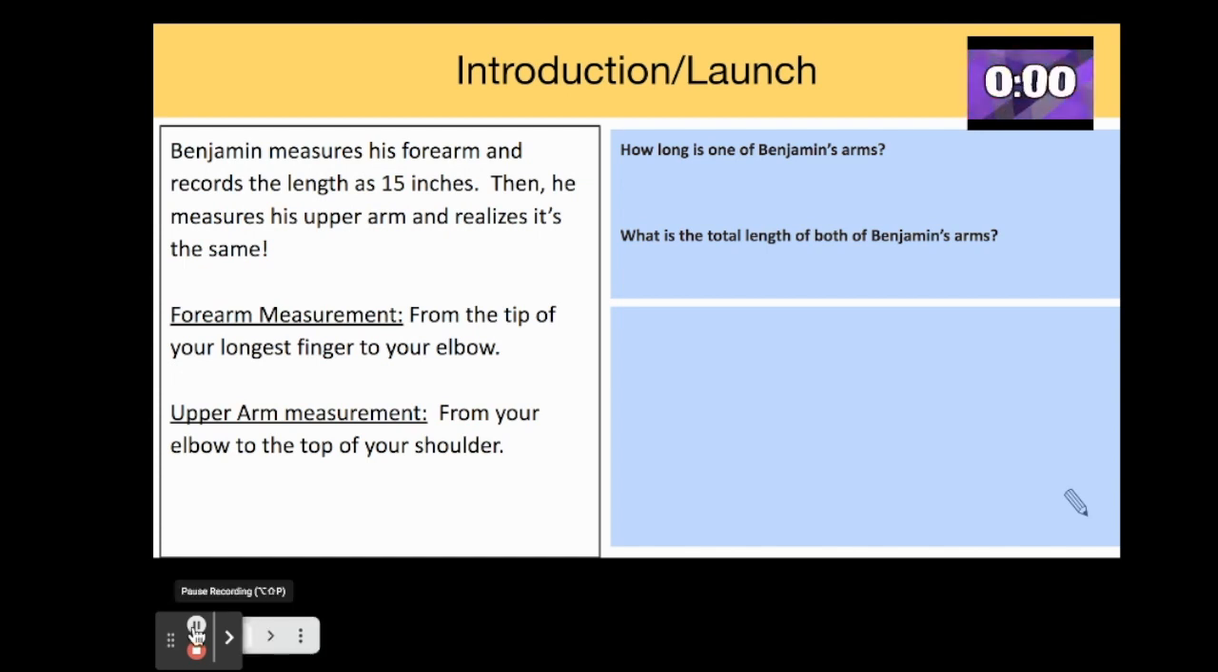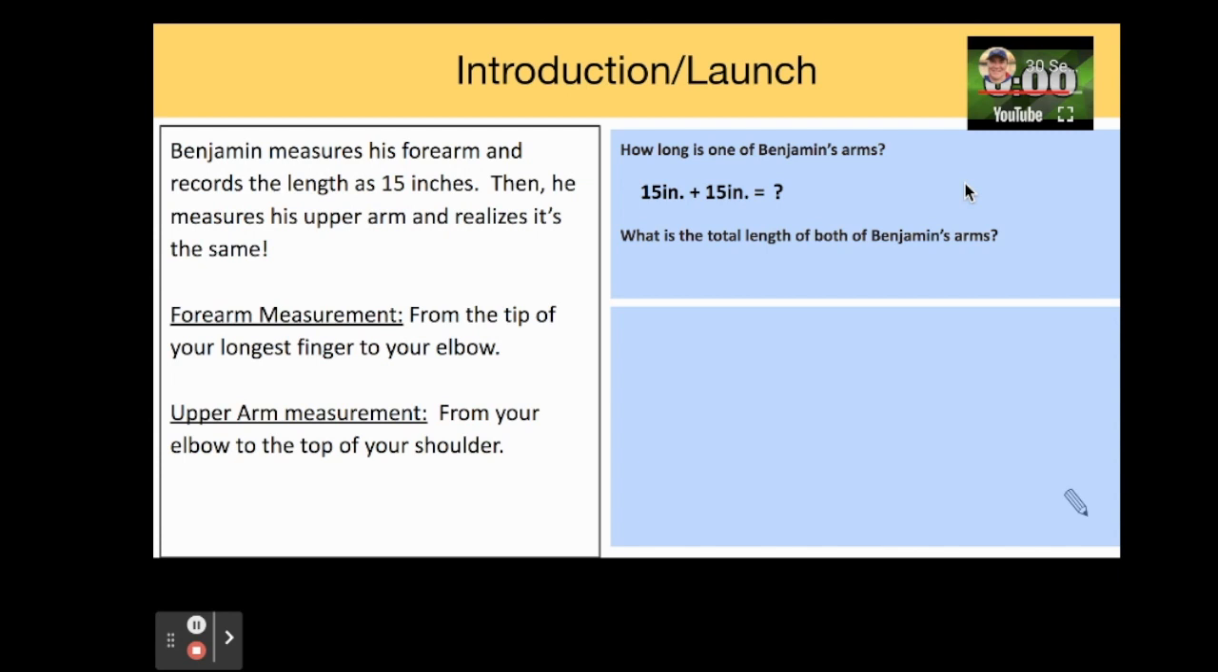All right, time's up. So let's go back to the question. The first question is asking us, what is the length of one of Benjamin's arms? We know from the word problem that Benjamin's forearm measures 15 inches and Benjamin's upper arm also measures 15 inches. I can write a number sentence for that problem that looks like this. 15 inches plus 15 inches equals, we don't know yet what the sum is.